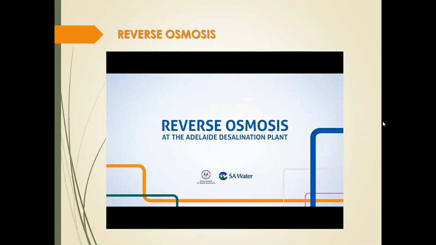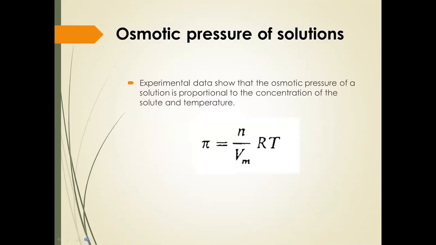Okay, so that's our reverse osmosis. I think it's much clearer now with the video. The osmotic pressure that allows for the natural osmotic direction is derived from the ideal gas equation, that's PV equals nRT. Experimental data show that the osmotic pressure of a solution is proportional to the concentration of the solute and the temperature. So it's dependent on the concentration. N over V is the concentration here.